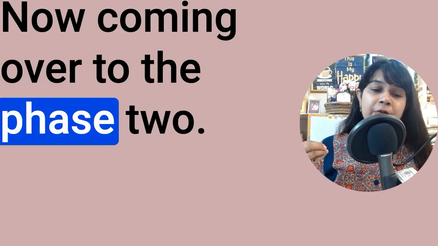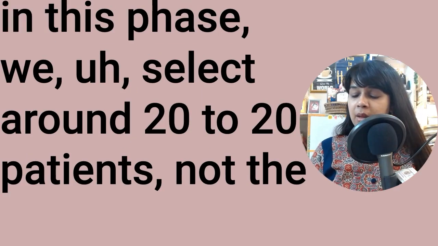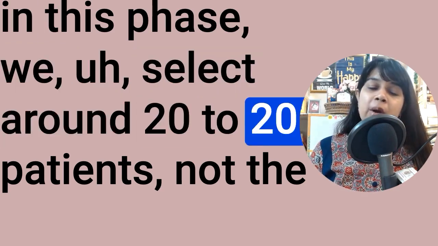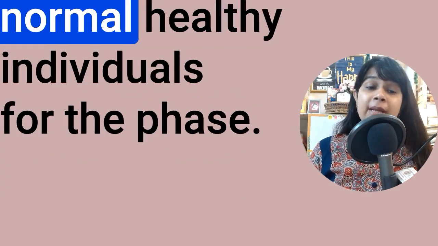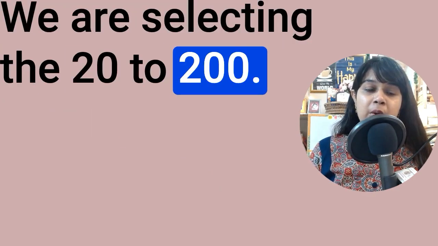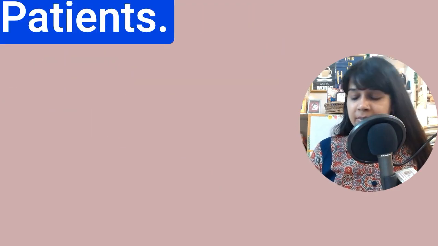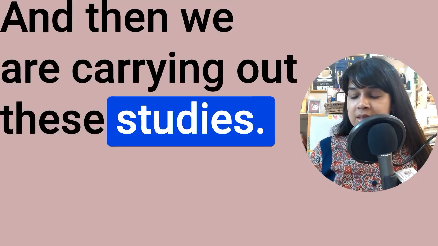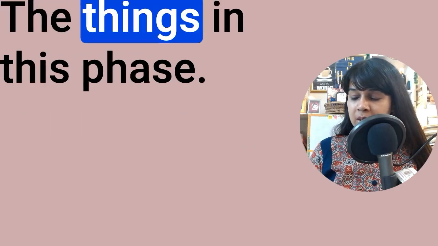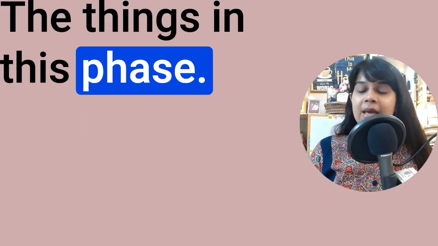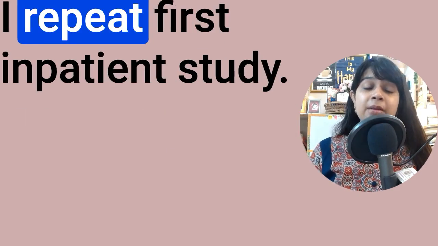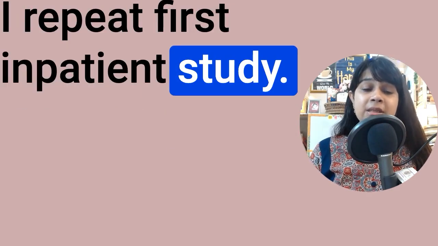Now coming over to Phase 2. In Phase 2, we select around 20 to 200 patients, not normal healthy individuals. We select 20 to 200 patients, and then we carry out these studies. Now we can determine both safety and efficacy in this phase, and this is known as first in patient study. I repeat, first in patient study.